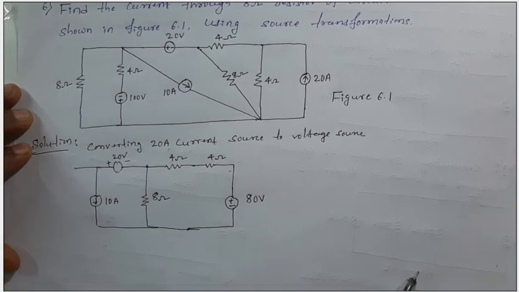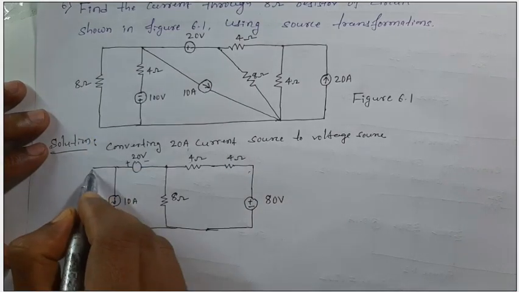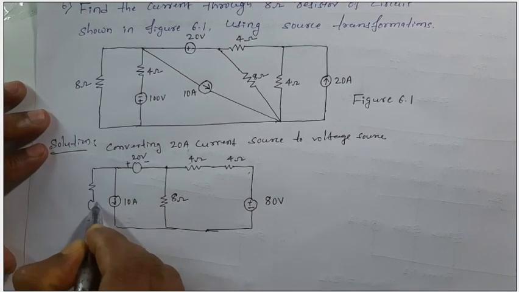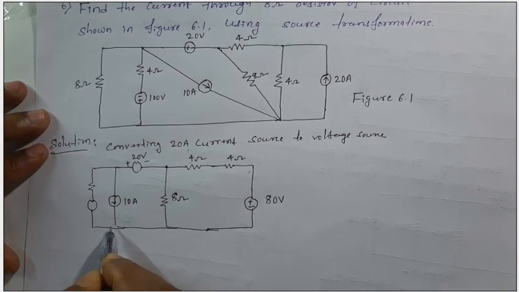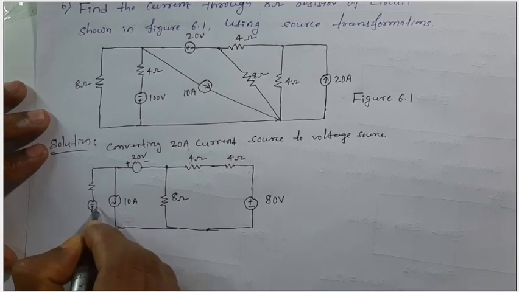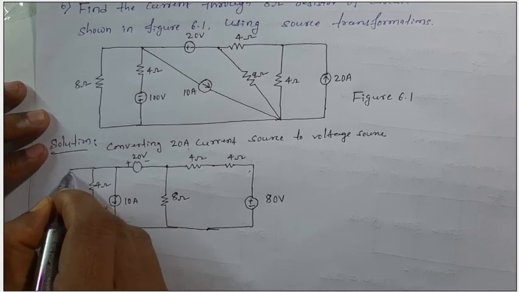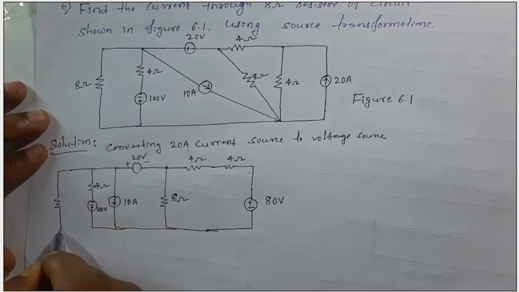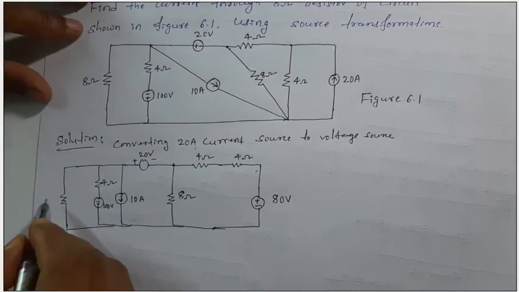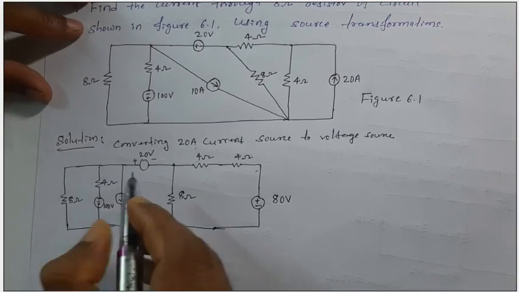Okay, and this side, this is a 4 ohm resistor, and here we have a voltage of value 100 volts, and this is 4 ohm, and finally here we have an 8 ohm resistor. This is 8 ohm. Okay.